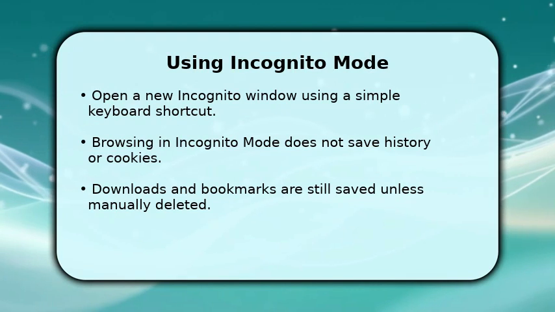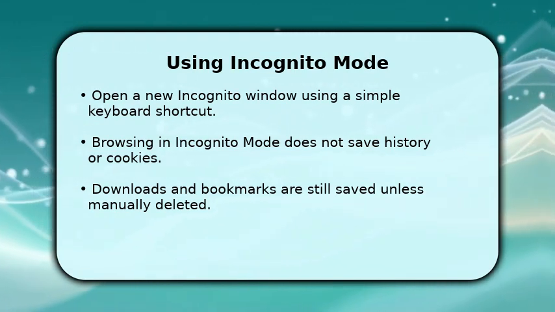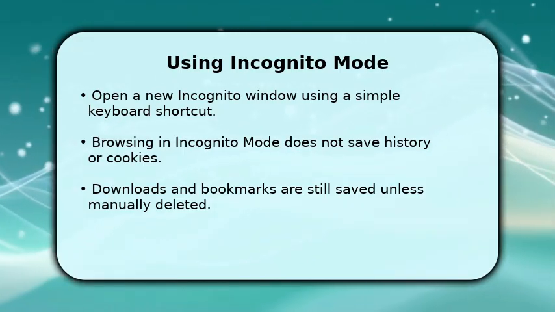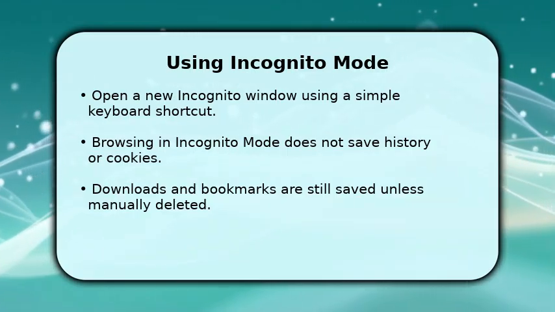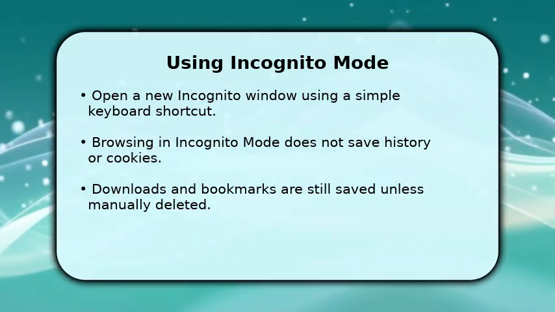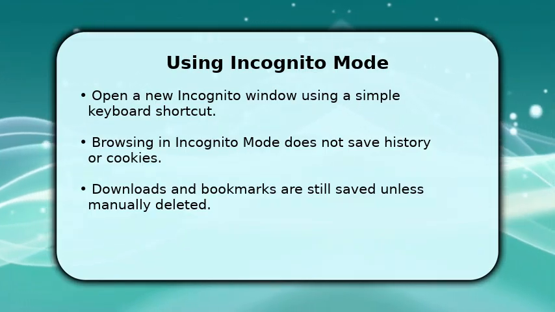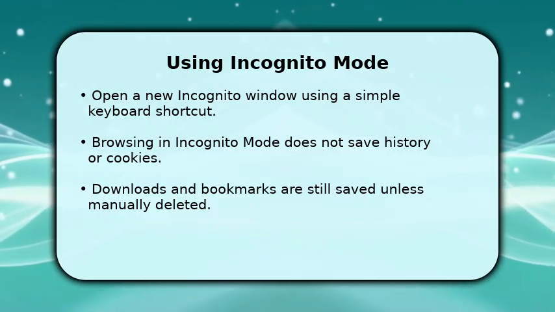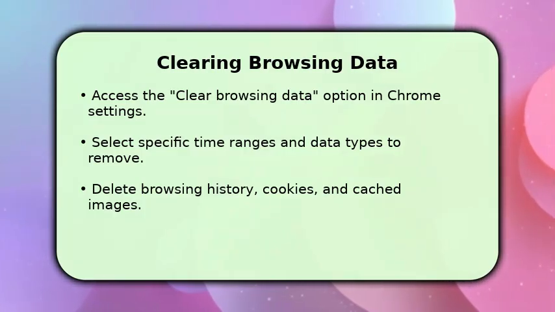Incognito mode is your first line of defense for private browsing. To open an incognito window, simply press Ctrl, Shift, and N on Windows or Command, Shift, and N on Mac. While in this mode, Chrome will not save your browsing history, cookies, or site data. Remember, any files you download or bookmarks you create will still be saved to your device, so manage those as needed.